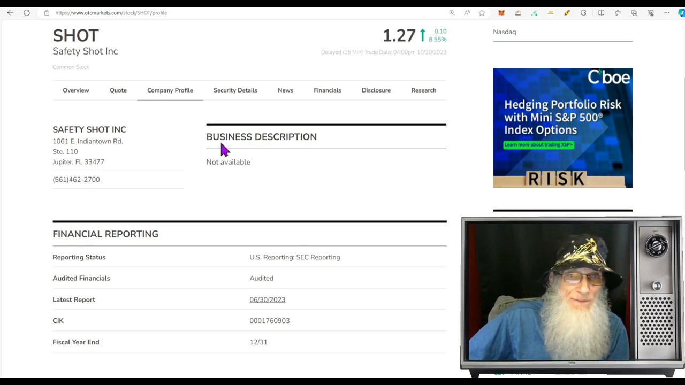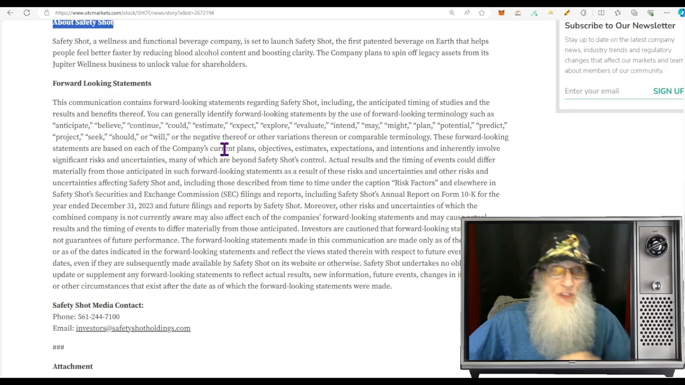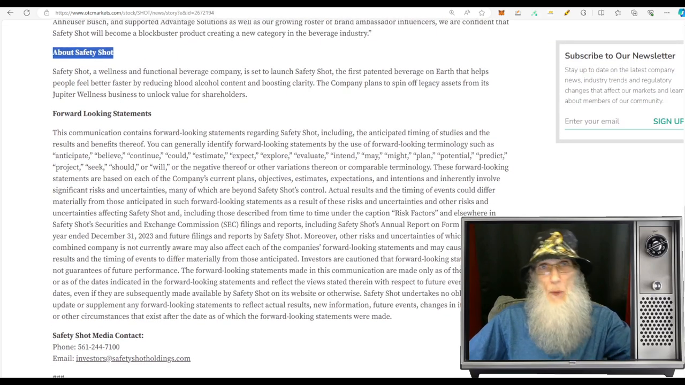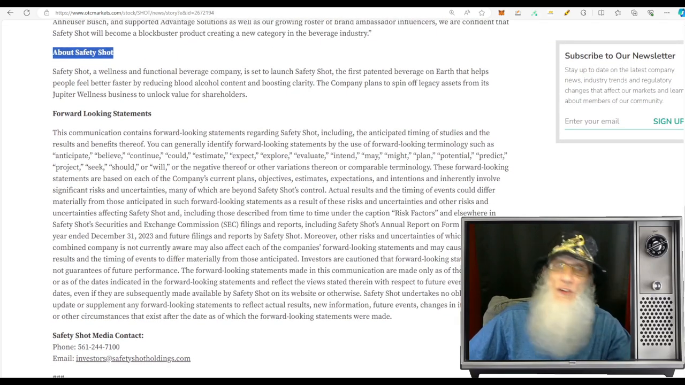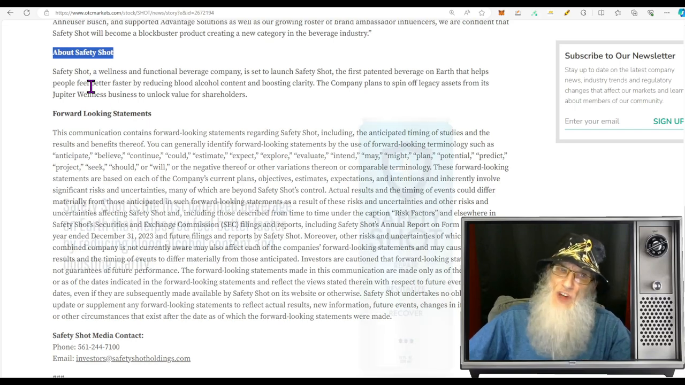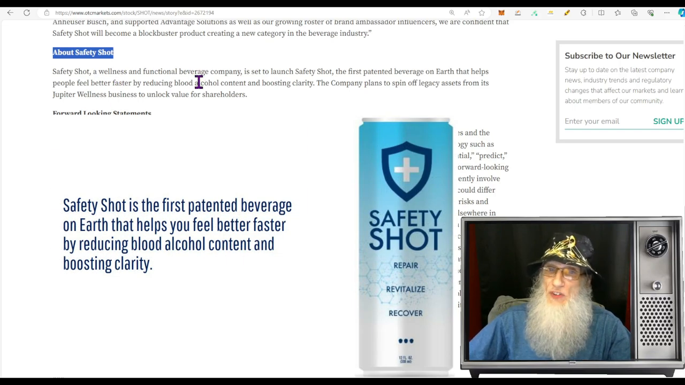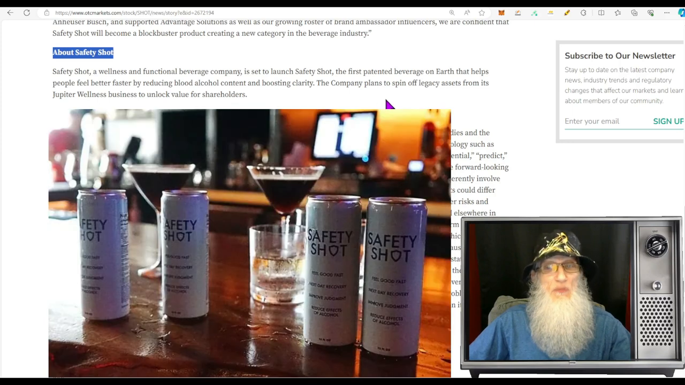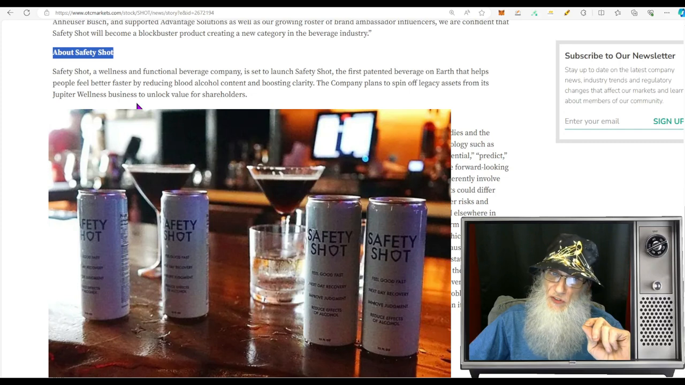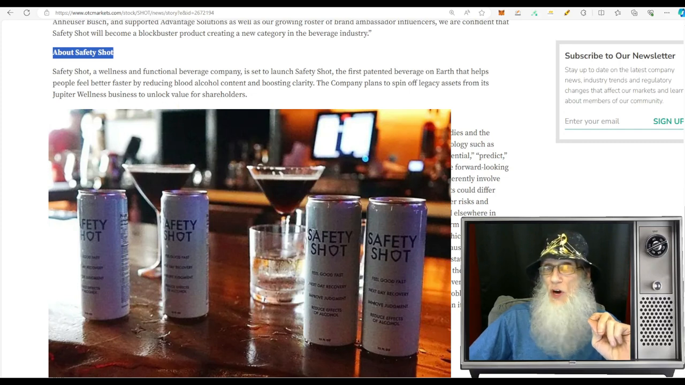So let's get some information about this company. We're going to start off with the little description, and then I want to jump into a filing and give you some more. Safety Shot, a wellness and functional beverage company, is set to launch Safety Shot, the first patented beverage on Earth that helps people feel better faster by reducing blood alcohol content and boosting clarity. The company plans to spin off legacy assets from its Jupiter Wellness business to unlock value for its shareholders.